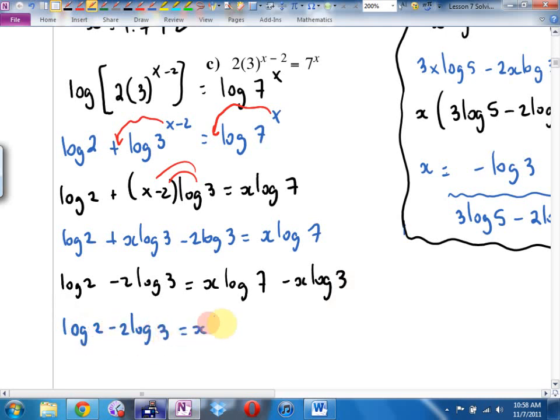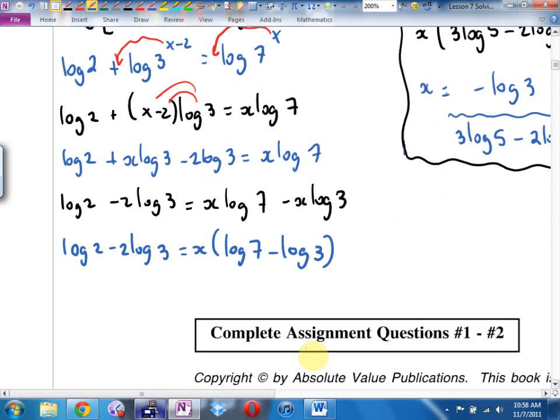Oh! What's happening between the x and the bracket? Multiplying. So, Steph, how can I move that ugly bracket over? In fact, I'm going to tell you, I think that x equals log 2 minus 2 log 3 all over log 7 minus log 3. Now, that's the exact value.